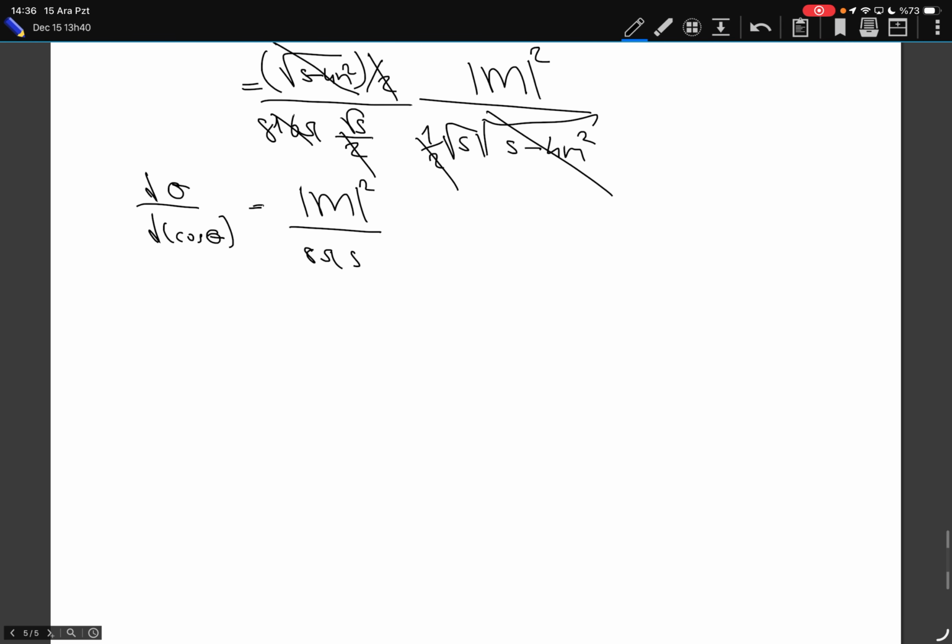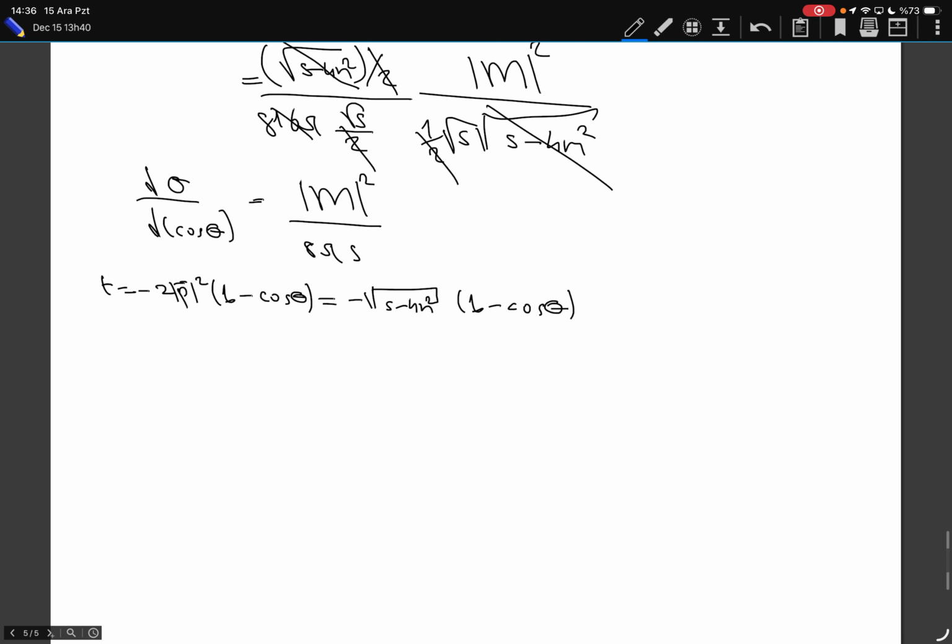For this process, this is my T. What is dt? Well, dt is square root of S minus 4m squared d cosine theta. Oh, sorry, you are right.